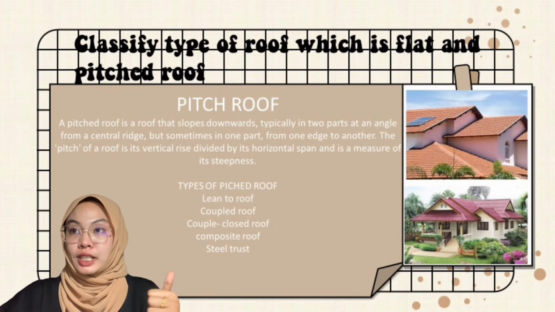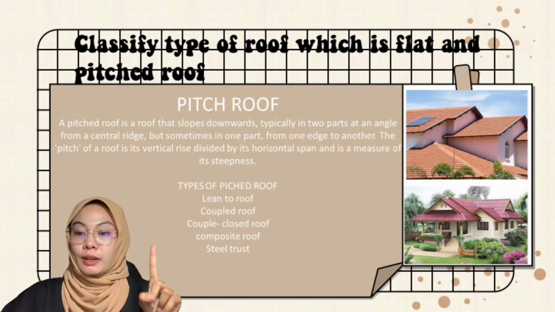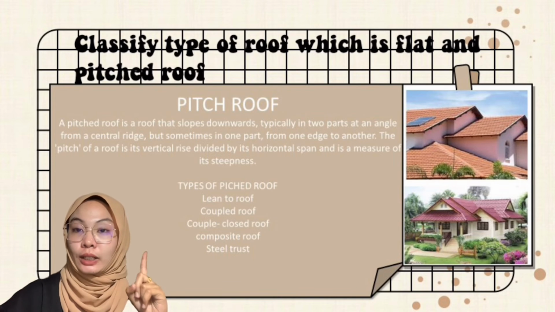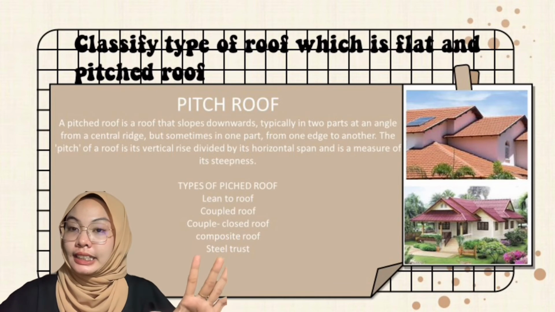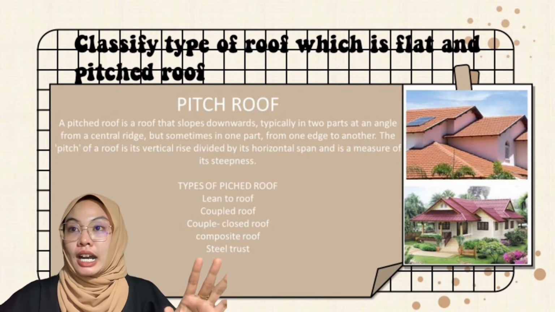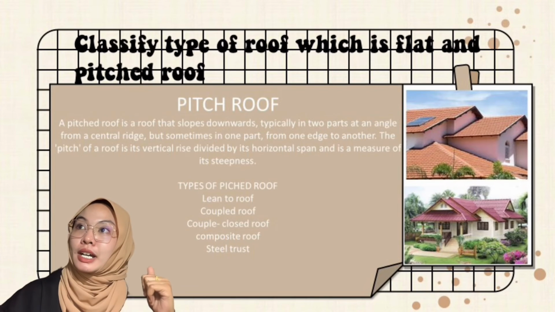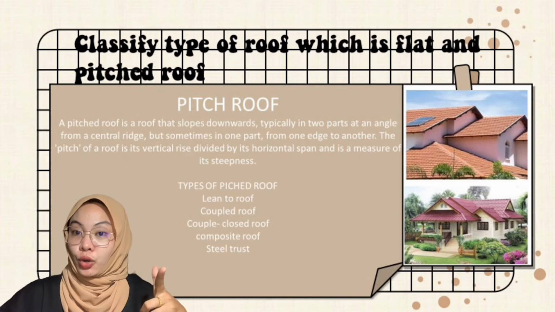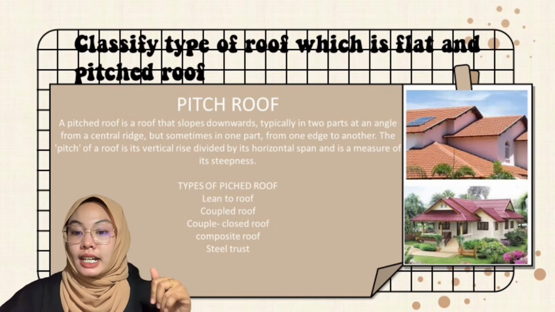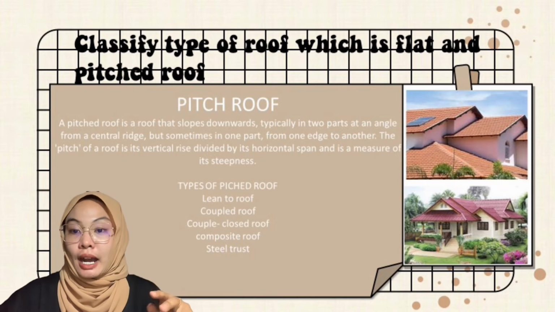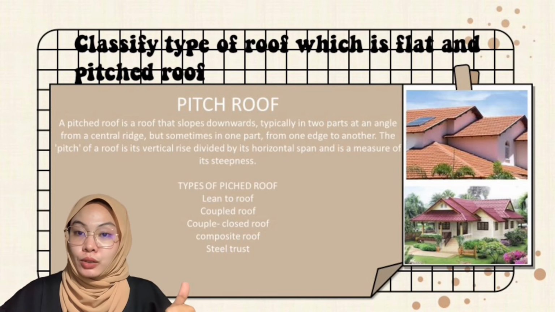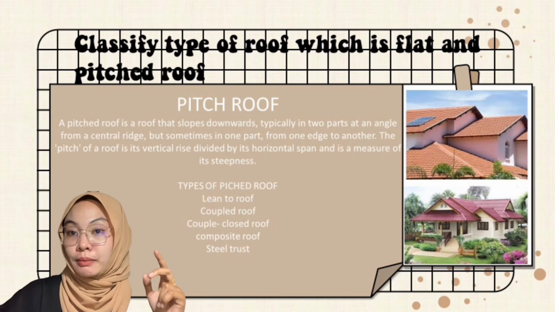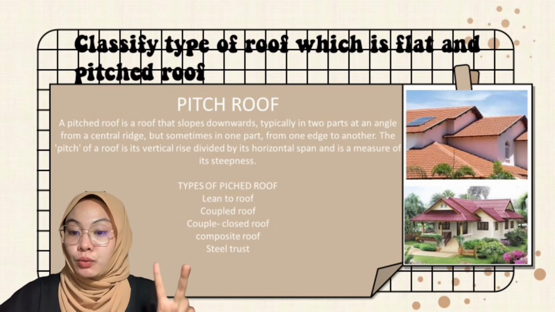Lean-to roof tu macam kan tadi dia cakap ada 2 bahagian. So yang first yang ni ada 1 bahagian. So dia macam kita buat benda-benda yang kecil seperti macam ada 1 je bumbung macam garaj kereta, store. And then yang second, couple roof. Ada 2 bahagian, and close couple roof lebih kurang macam couple roof, iaitu ada 2 juga bahagian.